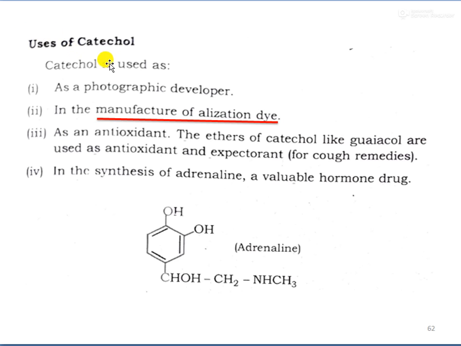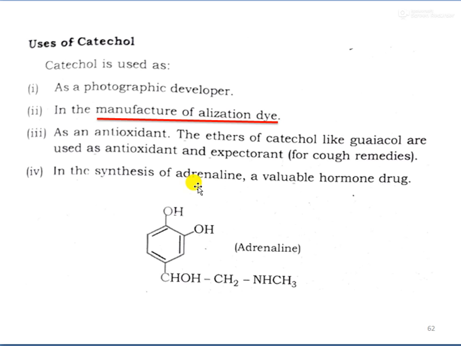Then we see the uses of catechol. Catechol is used for the manufacture of alizarin dye. This is a process for manufacturing dye, and it is also used as a photographic developer. It is used as an antioxidant, and there are so many uses for catechol.